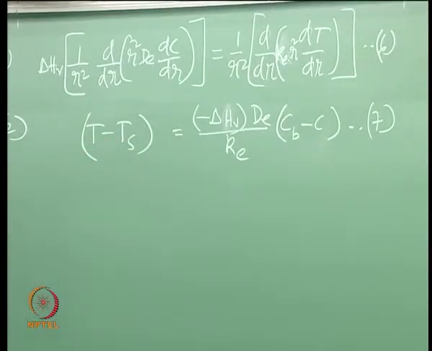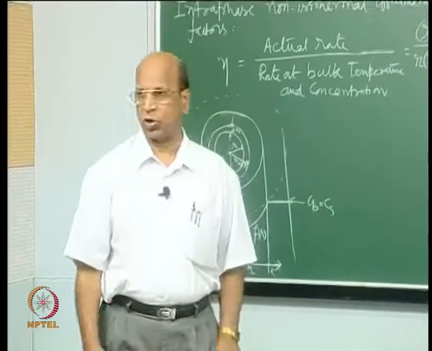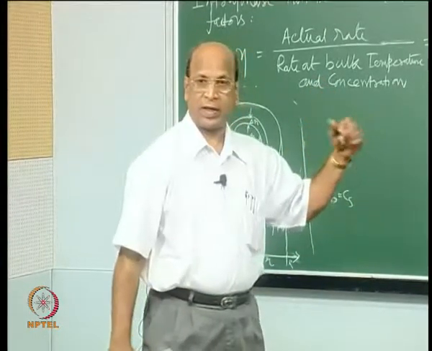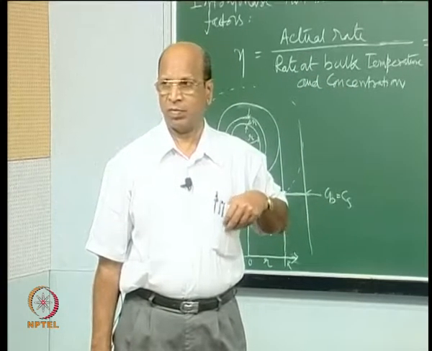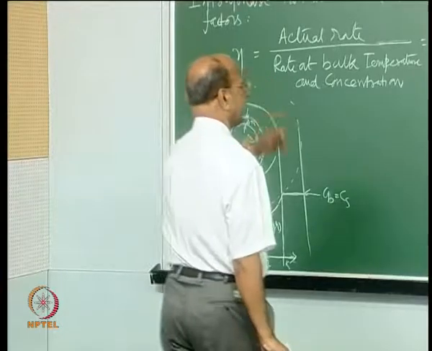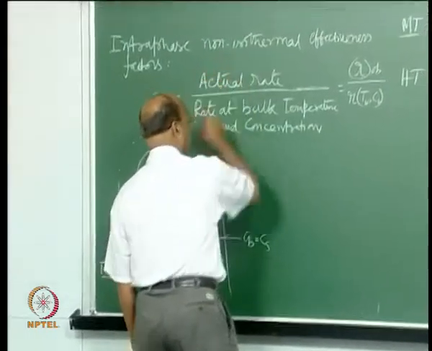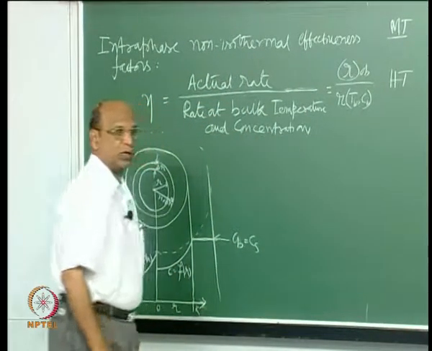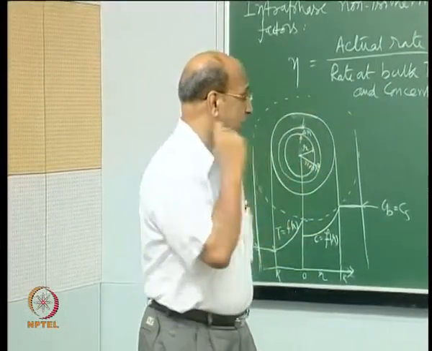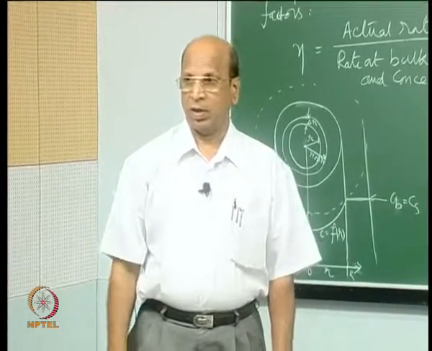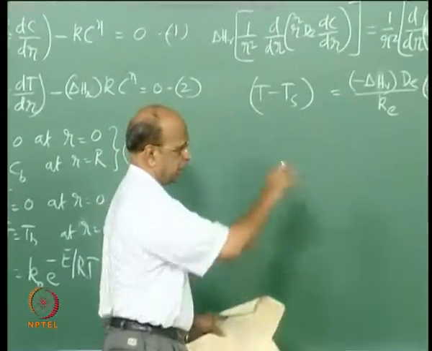Okay. So now we have equations 1, 2 and 7 with the boundary conditions you have to solve, to get the concentration profile and temperature profile, and then integrate for the average rate. That is the actual rate you will get, and the actual rate divided by the bulk rate will give you the effectiveness factor. We do not have an analytical solution for that, so people have only given the results in terms of empirical correlations.